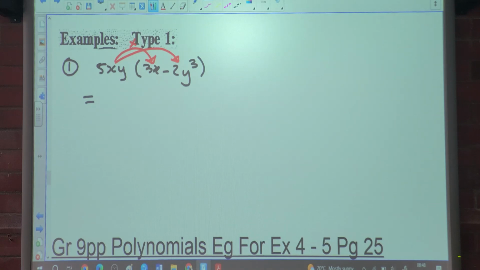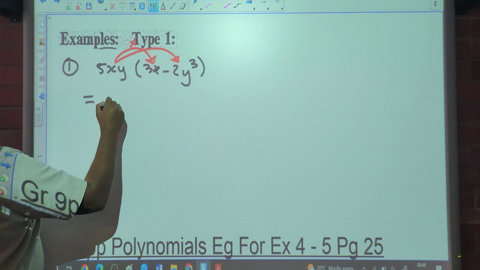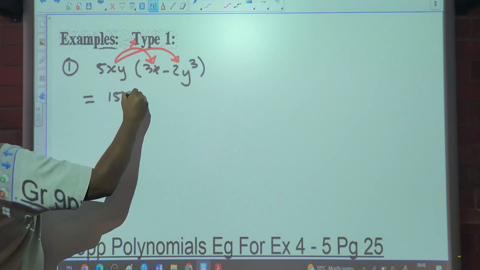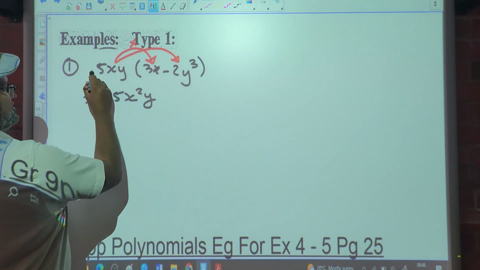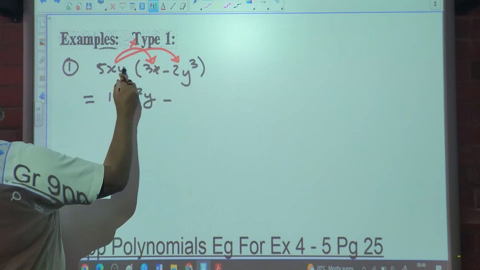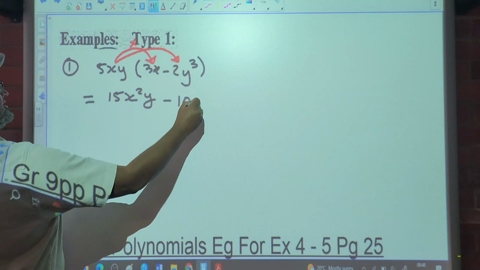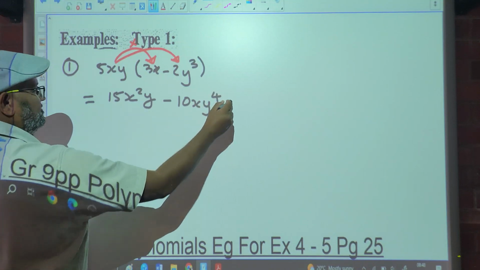Right, so what do we get? What is 5xy multiplied by 3x? 15x squared y. Not so? And what is 5xy multiplied by negative 2y cubed? Positive times negative is negative, so it is negative 10xy to the power 4.